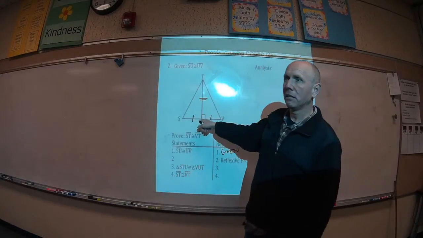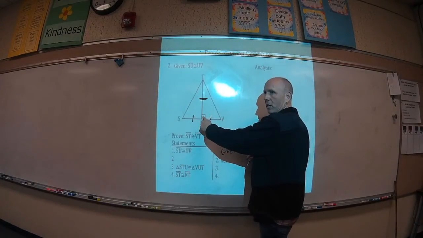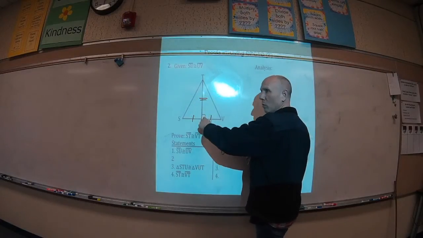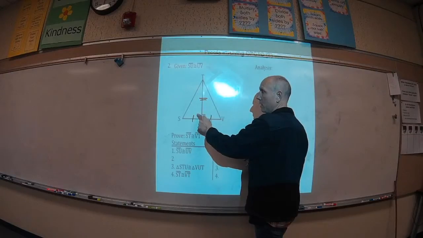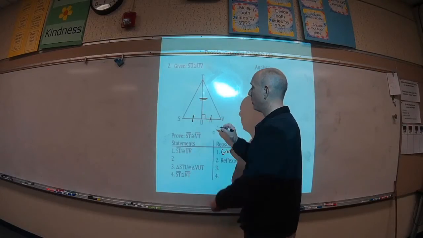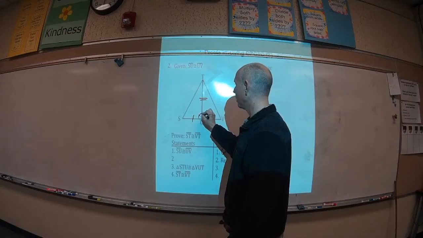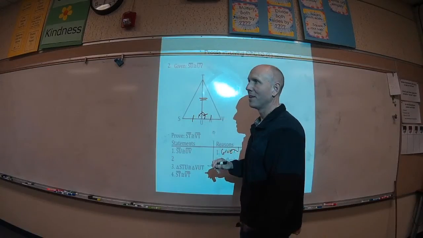We never brought in the perpendicular right here. It never mentioned it, but we're going to say this is perpendicular. If this is a right angle and this is a right angle, how do I know that these two angles are congruent? Which they are.